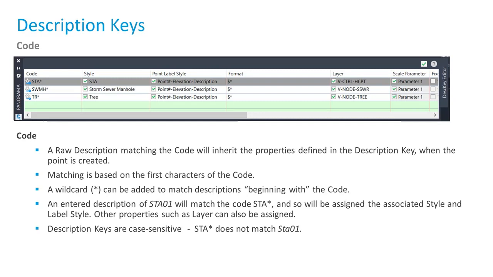The code matching is based on the first characters of the description, and a wildcard can be used to match descriptions beginning with the code. We entered STA01 for our description, which matched the key STA*. Note that description keys are case sensitive.